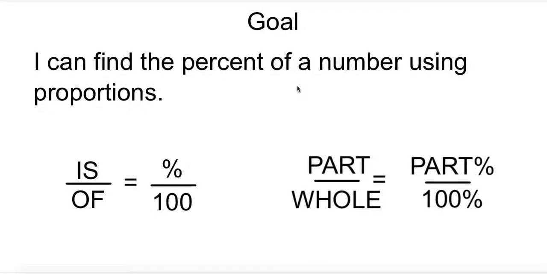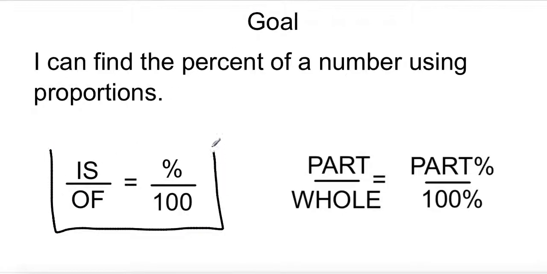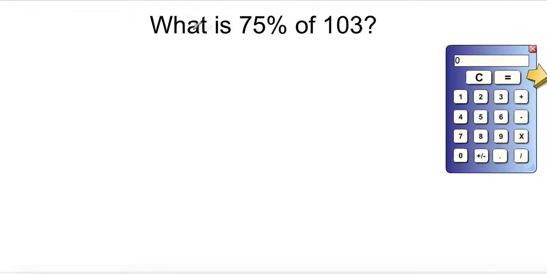In this video, our goal is to be able to say that I can find the percent of a number using proportions. Now, in this first part of the video, we're going to be concentrating on this proportion right here, and that is the is over of equals percent over 100 proportion. Now, in this example, we have: what is 75% of 103?